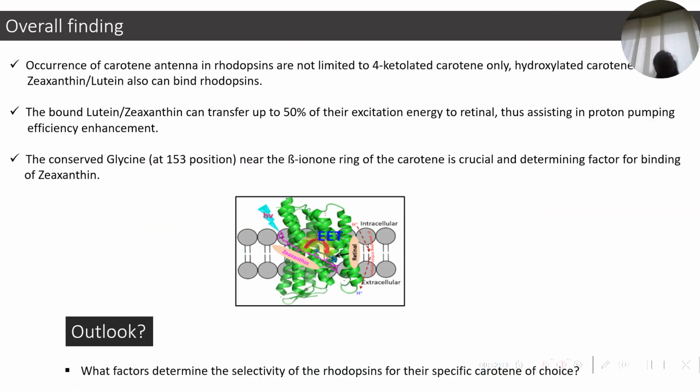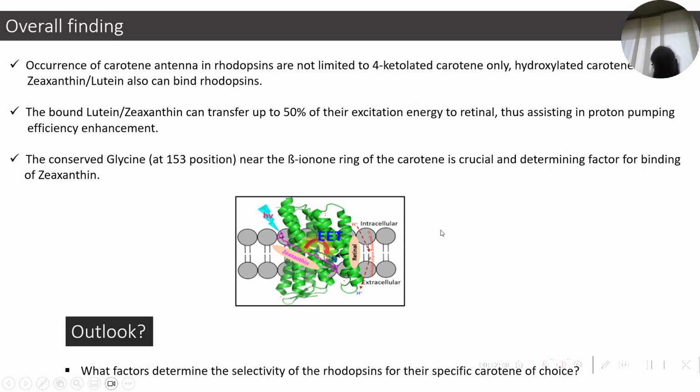Okay, so the overall finding, we can say that the occurrence of carotene antennas in rhodopsins is not only limited to the chelated carotenes. Hydroxylated carotenes can also bind rhodopsins. And the bound lutein and zeaxanthin that we already saw can transfer up to like 50% of their excitation energy to the retinal and thus assist in the proton pumping efficiency. And the conserved glycine residue at position 153 is very, very important and is the determining factor for binding of zeaxanthin.